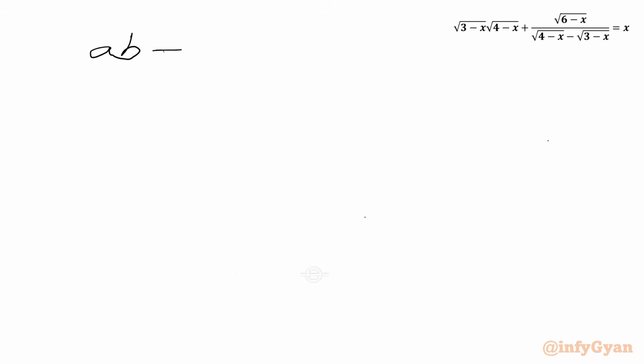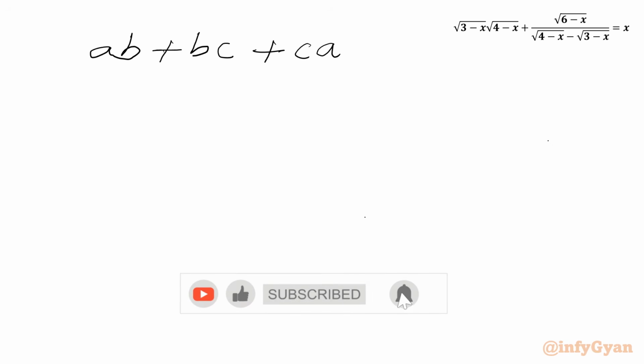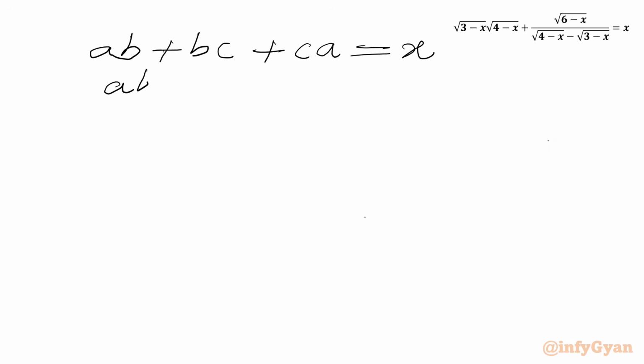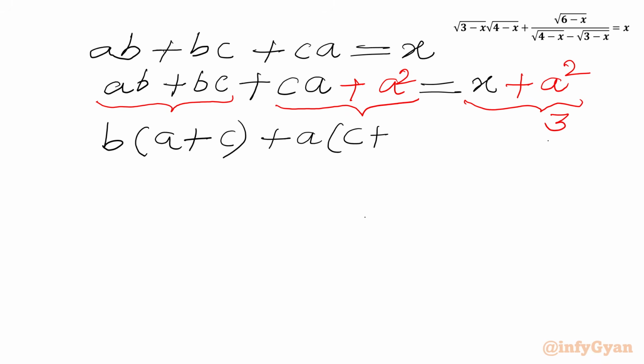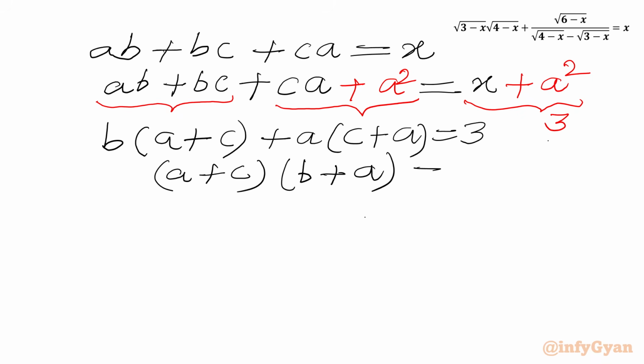So we will write here ab plus bc plus ca equal to x. Now I will add a square to both sides. So ab plus bc plus ca, if this is equal to x, add a square to LHS and add a square to RHS. Now this is 3. We can take b common from these two, a common from these two. We will write b common in bracket a plus c, a common in bracket c plus a, equal to 3. Now a plus c is overall common. So in the other bracket we have b plus a equal to 3. Let's say this is equation number 1.